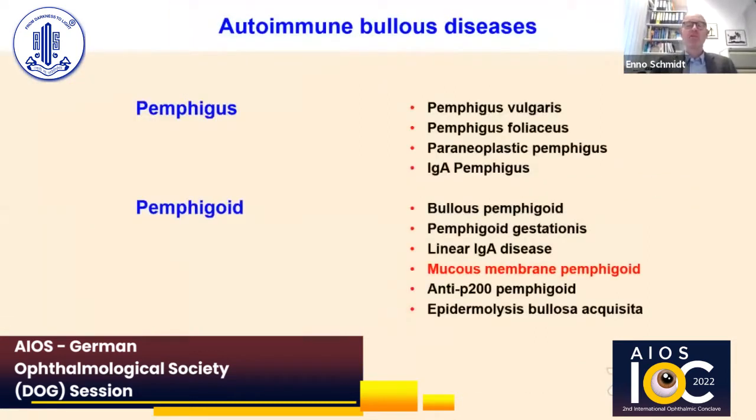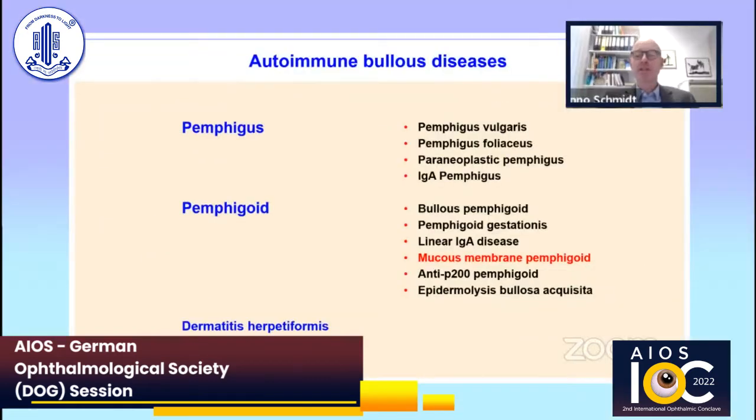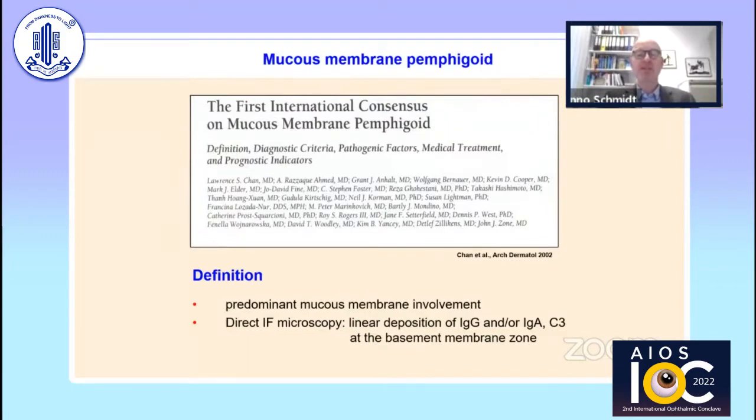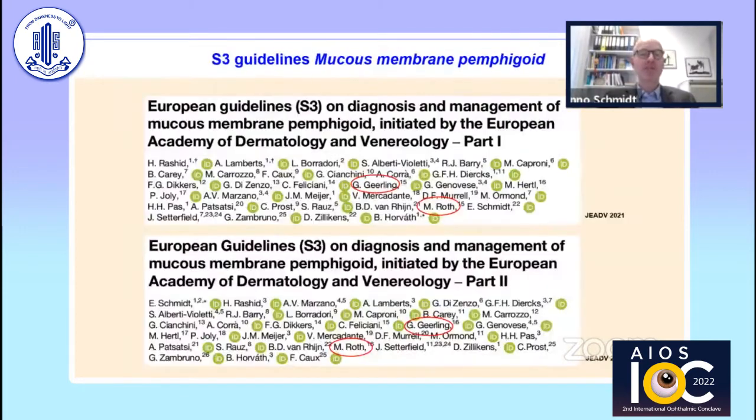As you may know, mucous membrane pemphigoid is amongst the about dozen entities that are classified together as autoimmune blistering diseases. Already in 2002, mucous membrane pemphigoid was defined by an international group of experts as a pemphigoid disease, meaning you find linear deposits of IgG, IgA, and/or C3 at the basal membrane zone of the epidermis or epithelia by direct immunofluorescence, and importantly, predominant mucosal membrane involvement.